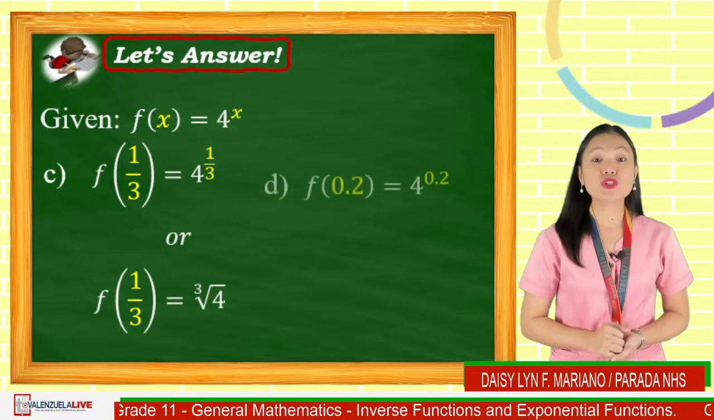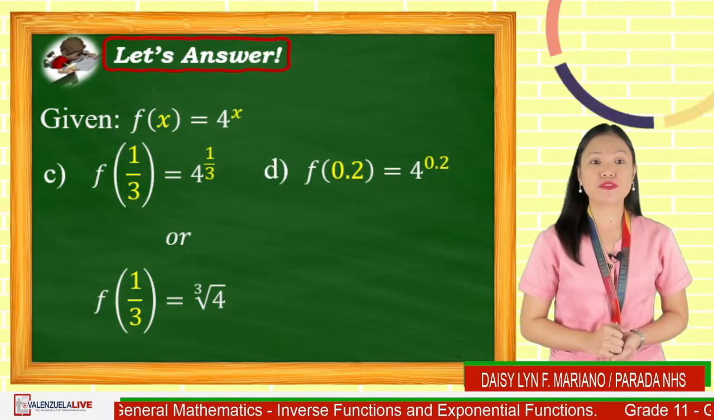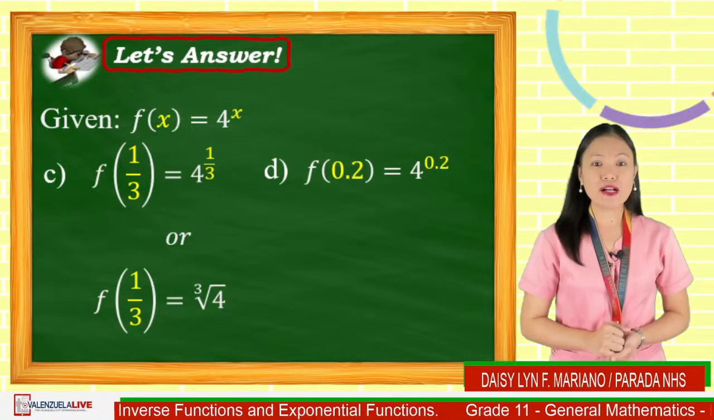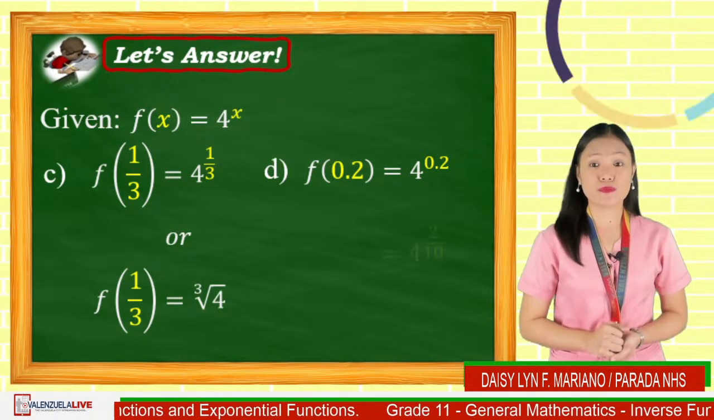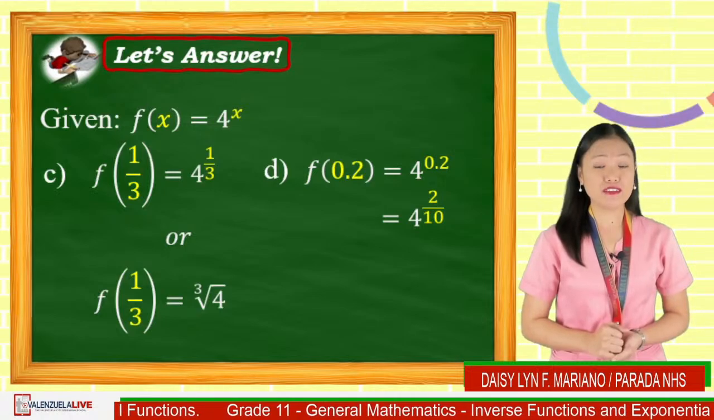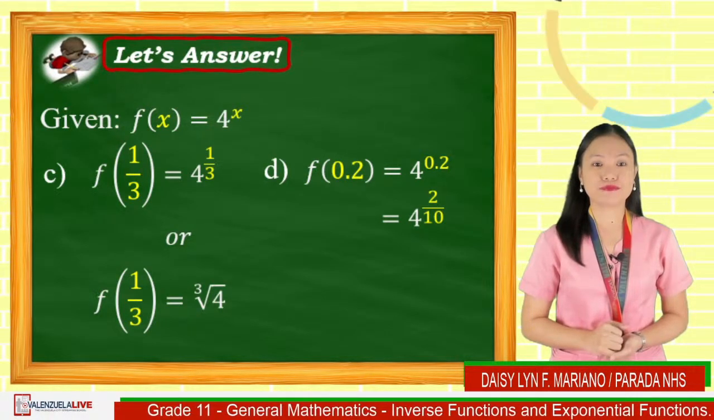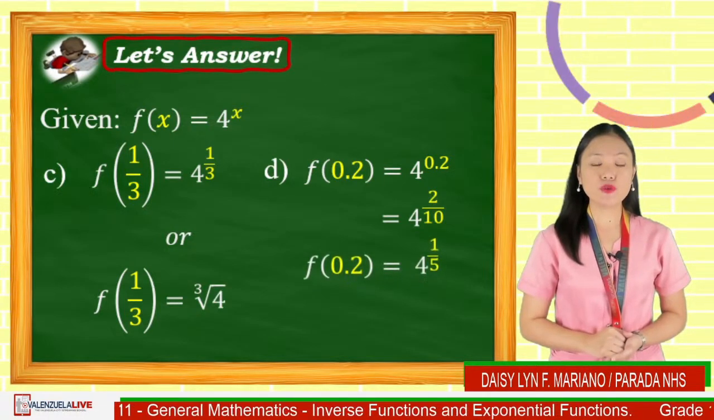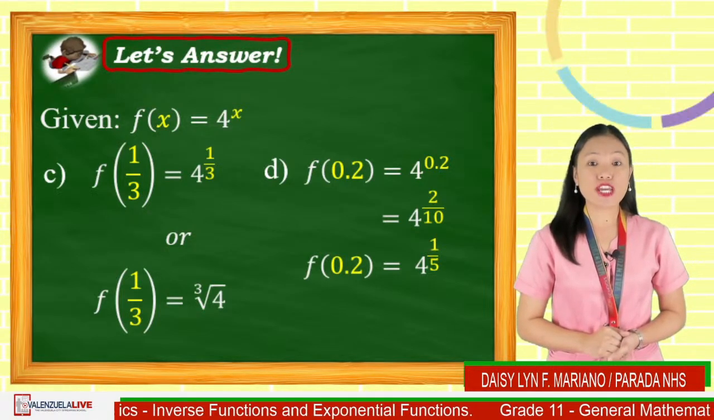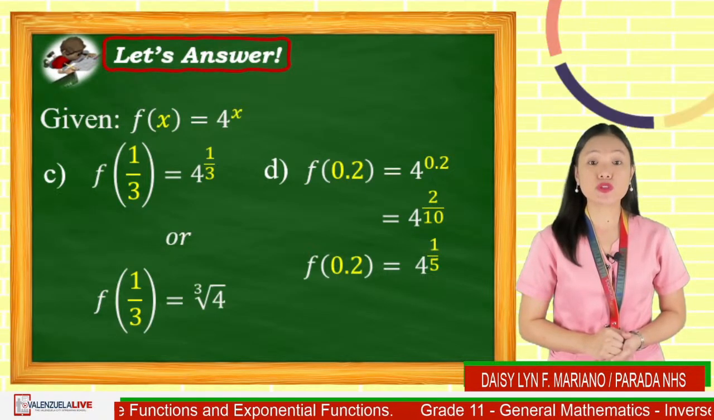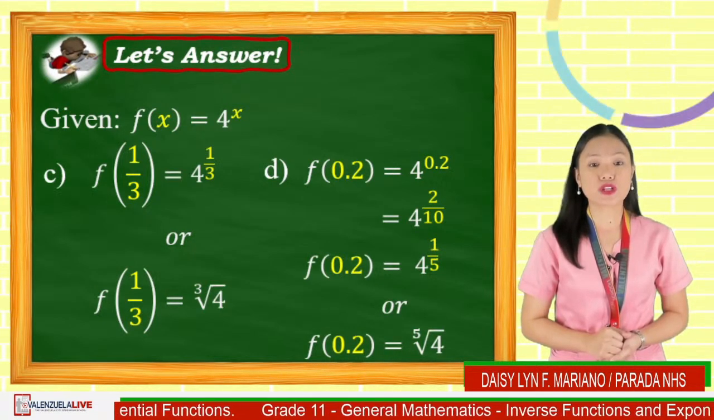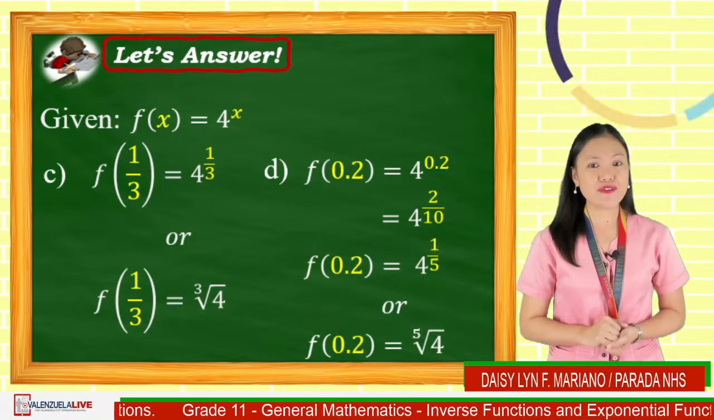For letter D, substitute 0.2 for x, and we have f of 0.2 is equal to 4 raised to 0.2. The decimal 0.2 is 2 over 10 in fraction. So we have 4 raised to 2 over 10. What is the lowest term of 2 over 10? Very good, 1 over 5. So we have f of 0.2 is equal to 4 raised to 1 over 5. The expression 4 raised to 1 over 5 is equivalent to the 5th root of 4. So this can also be written as f of 0.2 is equal to the 5th root of 4. Did you get it, grade 11?